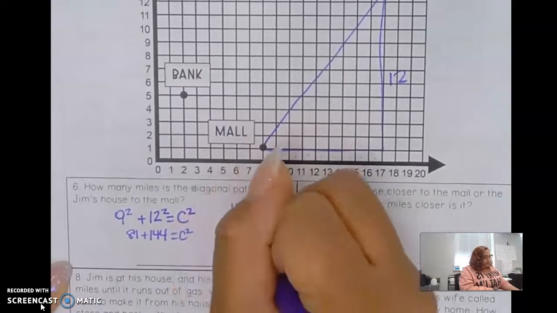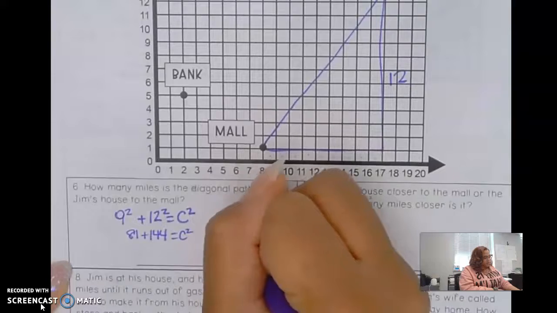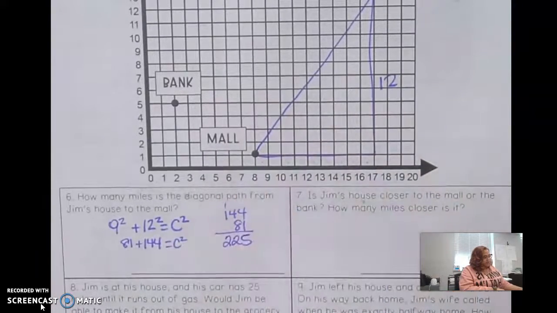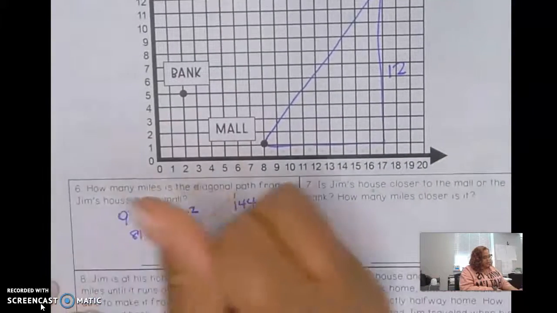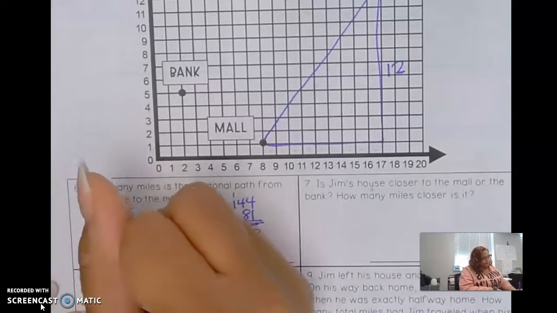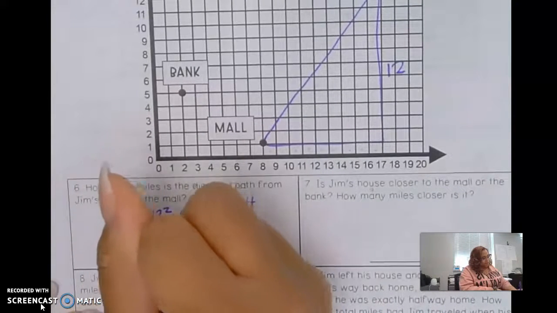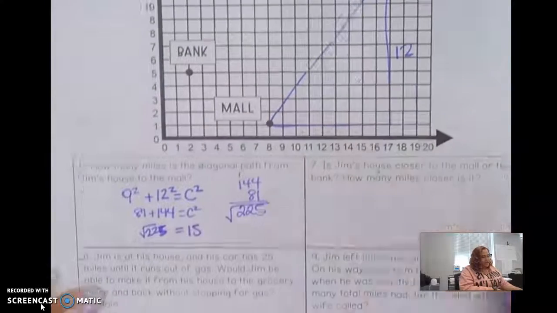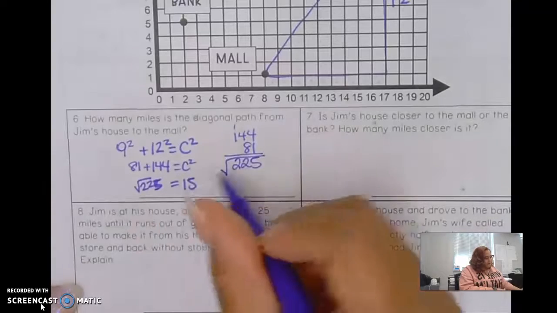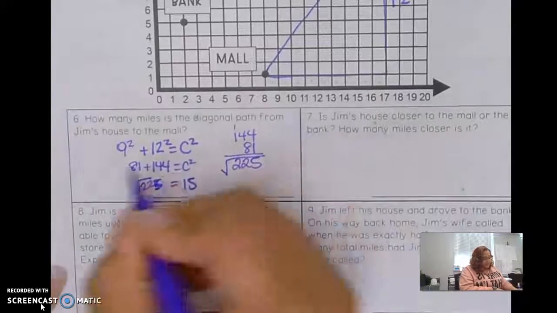144 plus 81 is 225. 5, 12, carry the 1. Yep. So then I'm going to square root 225. And that's going to give me 15. I'm going through this one with y'all so y'all can see what it looks like once you submit your work. So 15 is the distance.